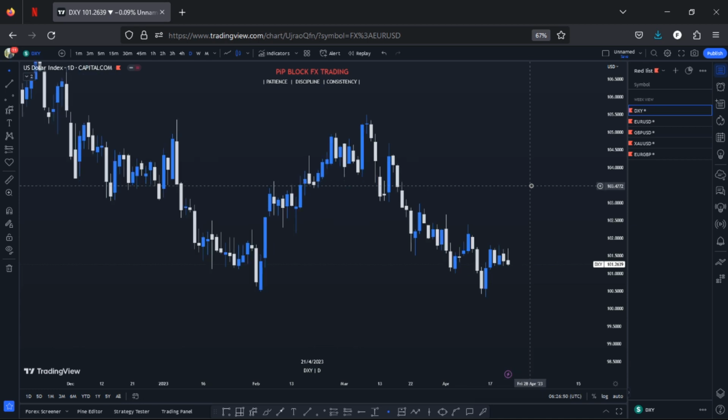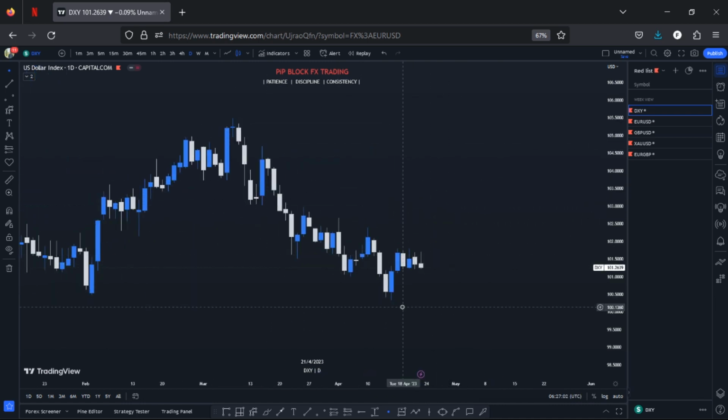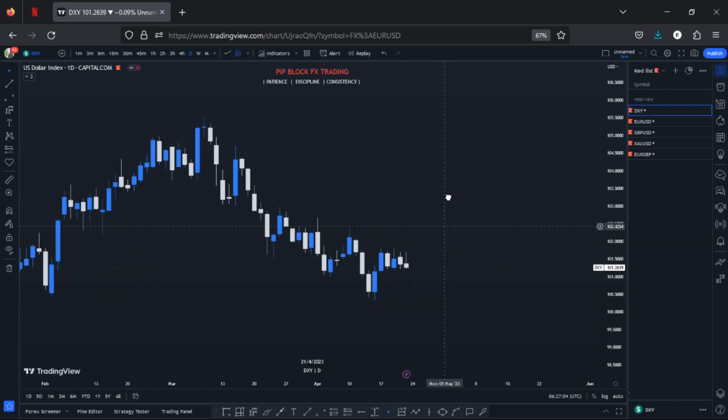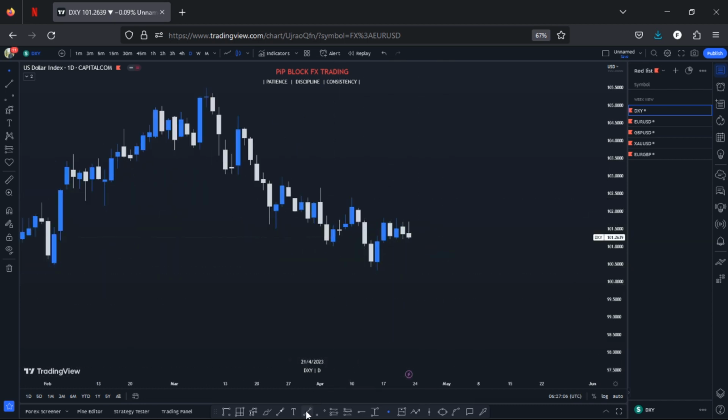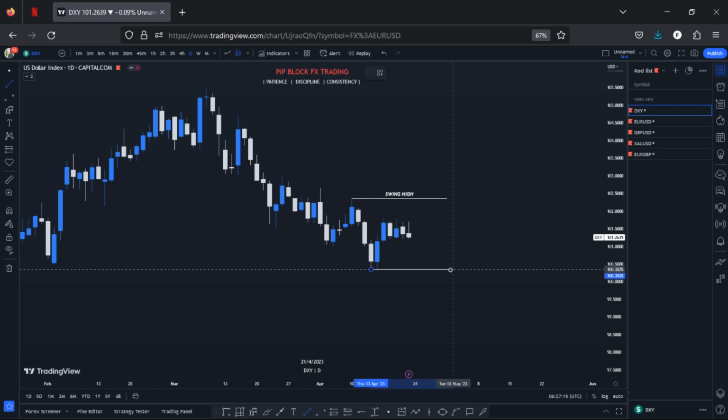DXY, what do we have on DXY? So if you've been following us for now, we know we are very bearish on DXY. We have DXY giving us some move to the upside, downside. Okay, so I'm just going to take from here. We have DXY moving to the downside. So what was our previous swing high and swing low? We had our swing high right here. We also had a swing low right here.